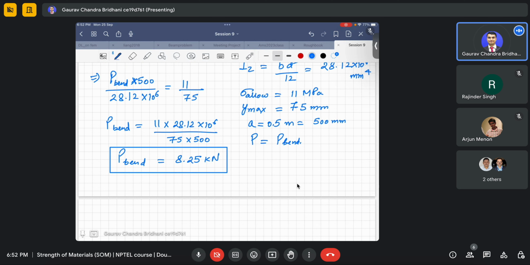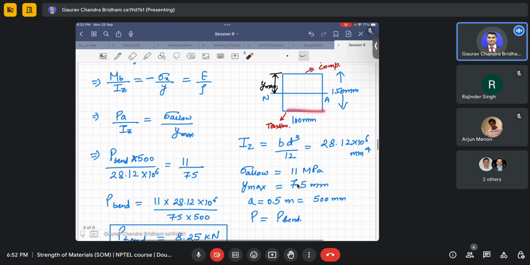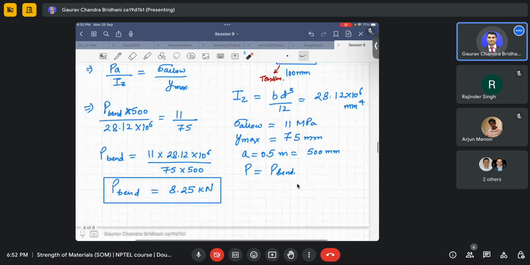the bending stress at the bottom fiber or the top fiber, because you know the neutral axis will pass through the centroid of the section, and the same value of compression and tension stresses will be there at the top and bottom, just the sign will be different. So it doesn't really matter here, what matters is the value. So I inserted that value to obtain the value of P bending of 8.25 kilonewton.